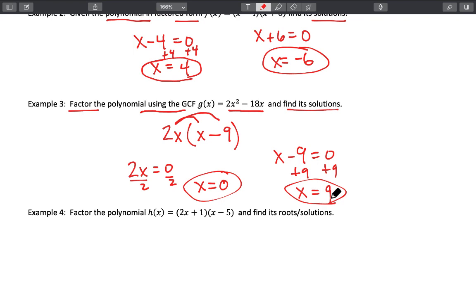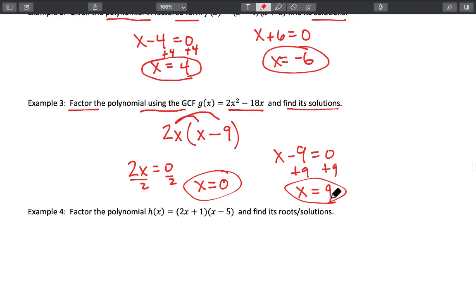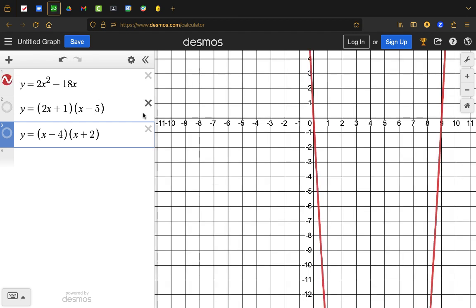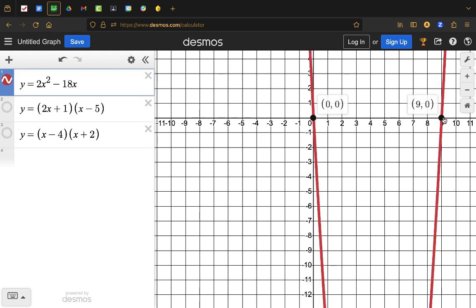Now, interestingly enough, when we take a look at the graph of that function, and turn that on here, you can see here's our big parabola that goes down and up, and you can see that it crosses the x-axis at 0 and at 9. And we said those were our two solutions for this polynomial.